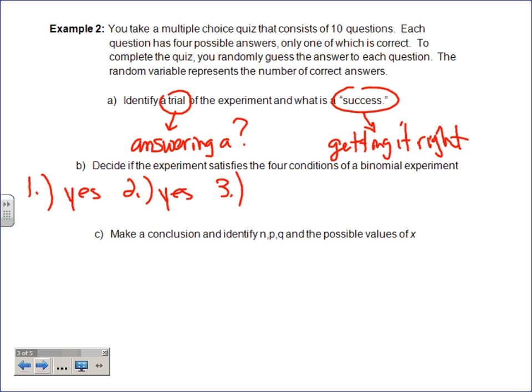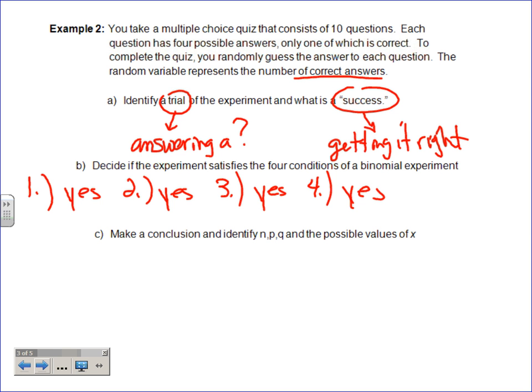How about number 3? The probability of success is the same for each trial. How do you know? Yeah, there are 4 possible for every single question, correct? And there's only 1 that's right. Okay, so yes. And 4. The random variable counts the number of successful trials. Well, the random variable represents the number of correct answers. Is that the successful trials? Yeah. You already did. You just told me that the correct answers are what's a success. So is this binomial? Yeah, we're good.